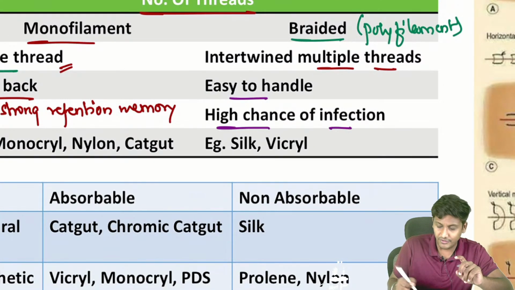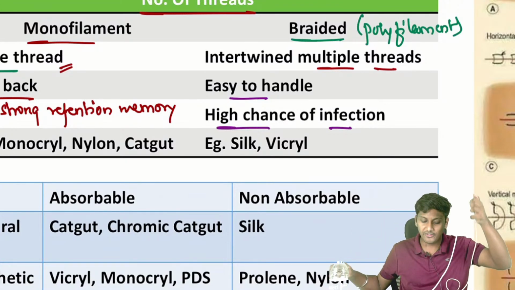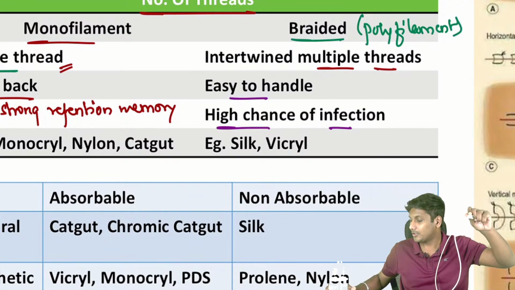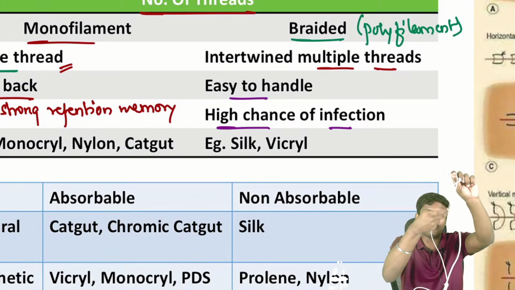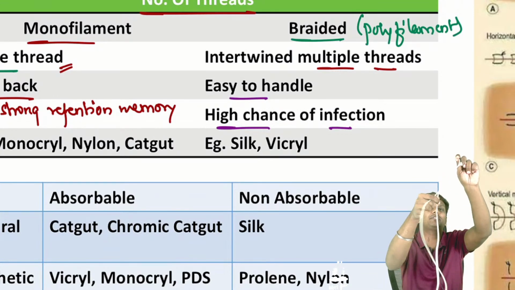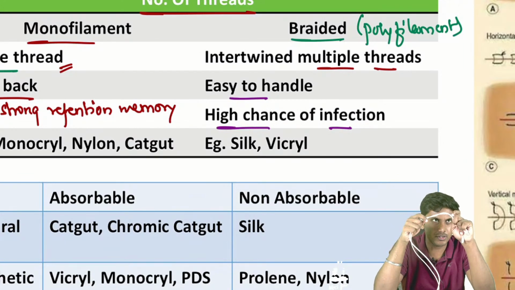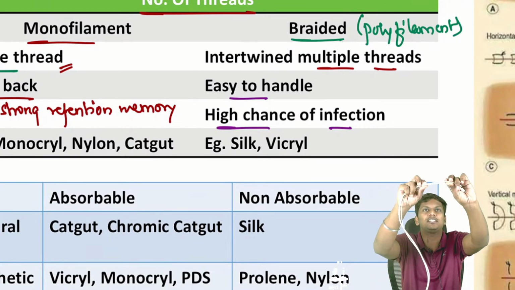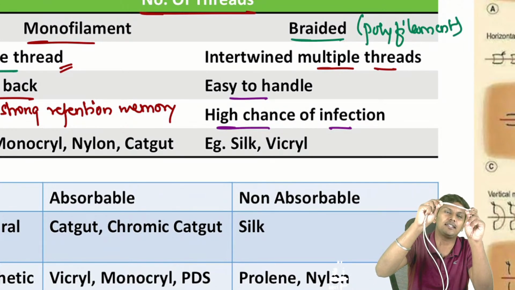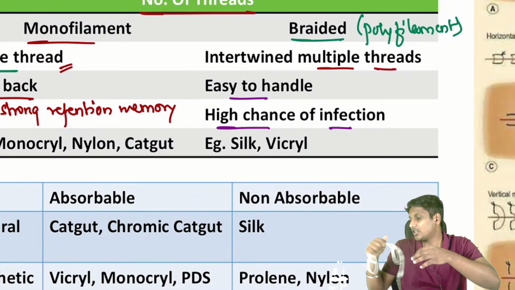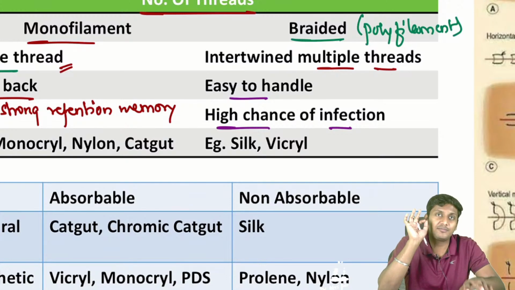Second, there will be higher chances of infection. Why? When we talk about a polyfilament or braided suture, you have to remember that these threads are intertwined with each other, right? And as you can see, if they are intertwined with each other, there will be some space between them. Can infection spread easily via these spaces? Yes. Via these spaces, the infection can easily spread. Therefore, higher chances of infection are seen with a polyfilament or braided suture because of these crevices, these spaces which are left in between.